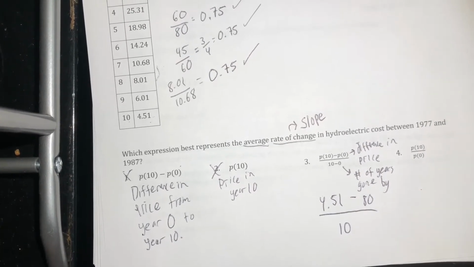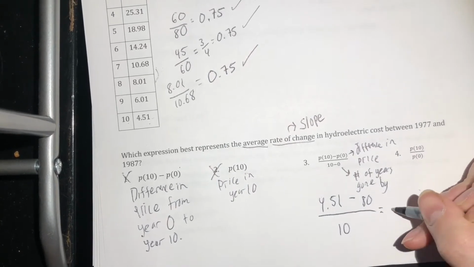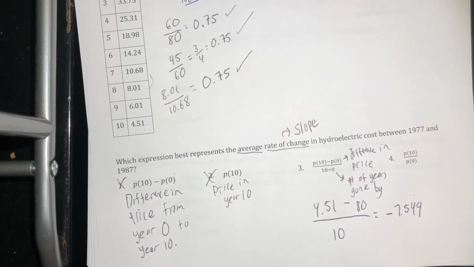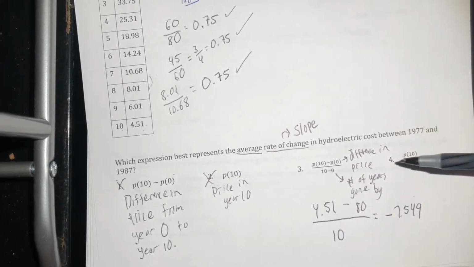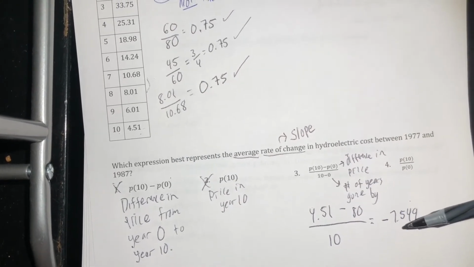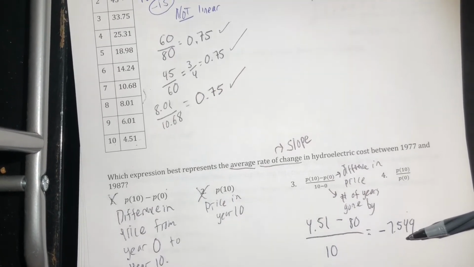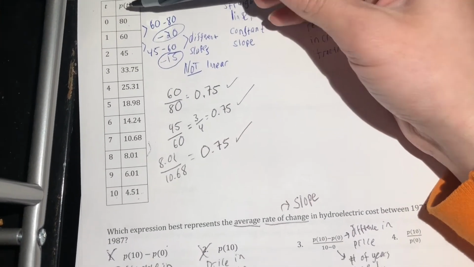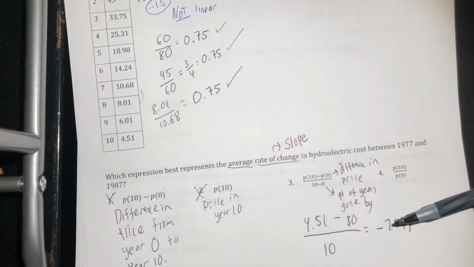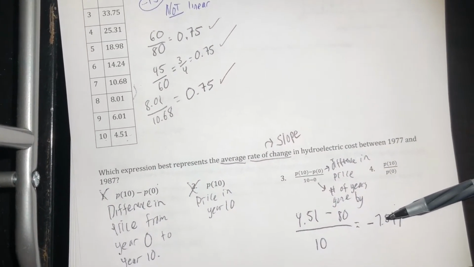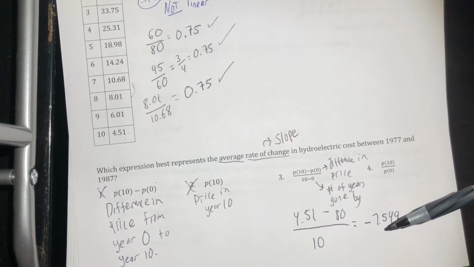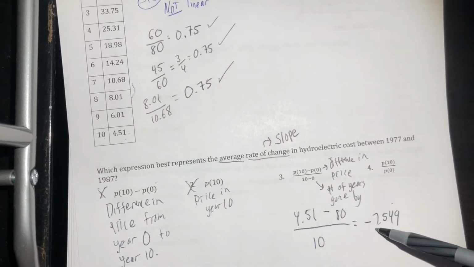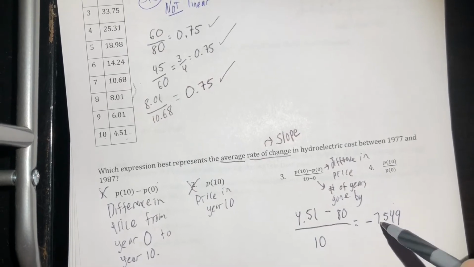All right, so my answer is going to be negative 7.549, and that represents the change in energy cost per year. So the price, P of T, is going to decrease by about $7.55 per year on average. So you think, is that reasonable? Does the price actually go down by about $7.55 a year?